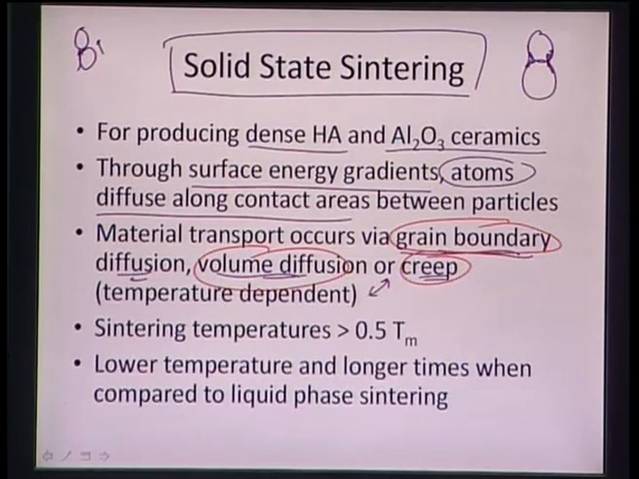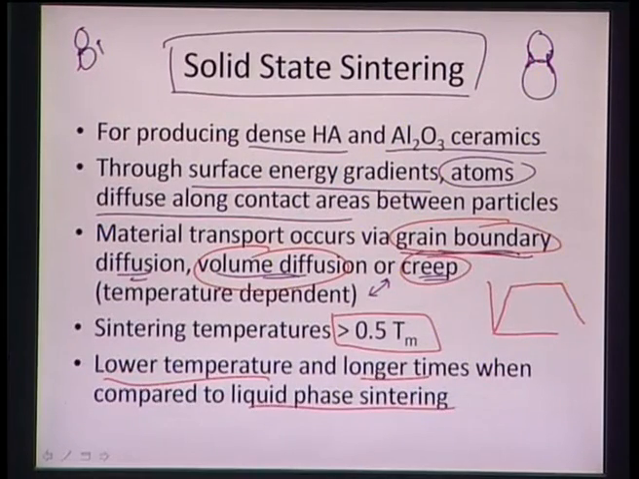Again, the sintering temperatures are in excess of 0.5 times the melting temperature, but lower temperatures and longer times are used when compared to liquid phase sintering. If we use a cycle with liquid phase sintering, the temperature regimes will be very high, but for solid state sintering we can go to very low temperatures and keep it for prolonged heating. So solid state sintering will progress like this, this is with respect to time, this is with respect to temperature. This is the difference we see between liquid phase sintering, LPS, and solid state sintering, SSS.